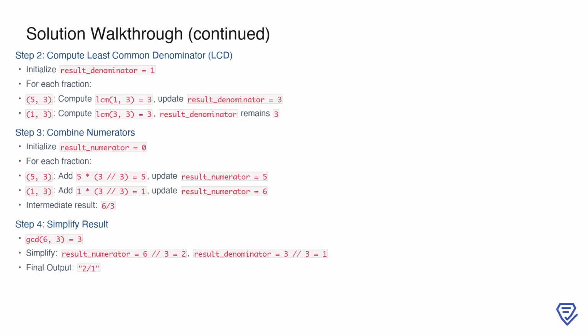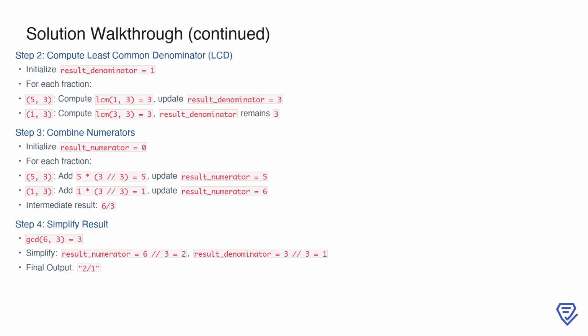Starting with result_numerator equals 0, we process (5, 3) by calculating 5 * 3 // 3 equals 5, updating result_numerator to 5. Then, (1, 3), we calculate 1 * 3 // 3 equals 1, updating result_numerator to 6. This gives the intermediate result 6/3.